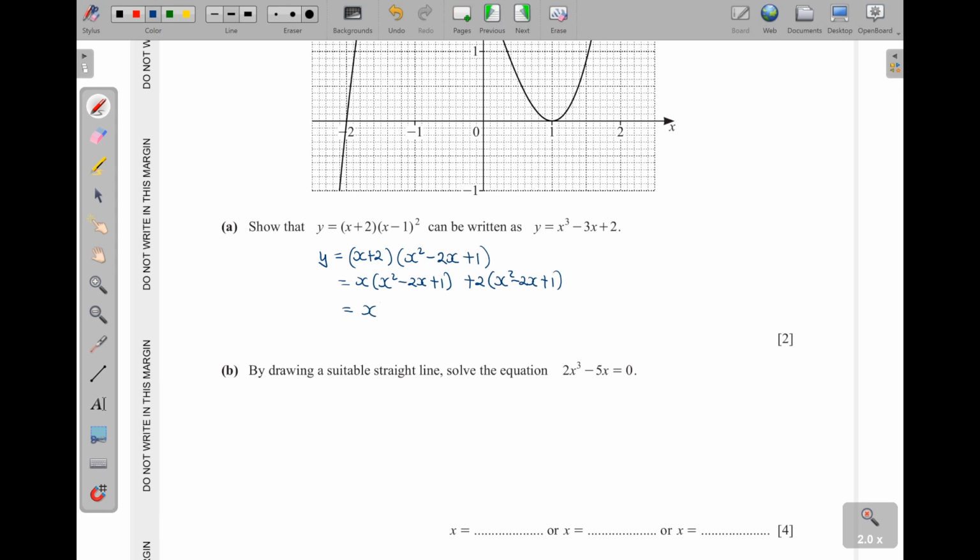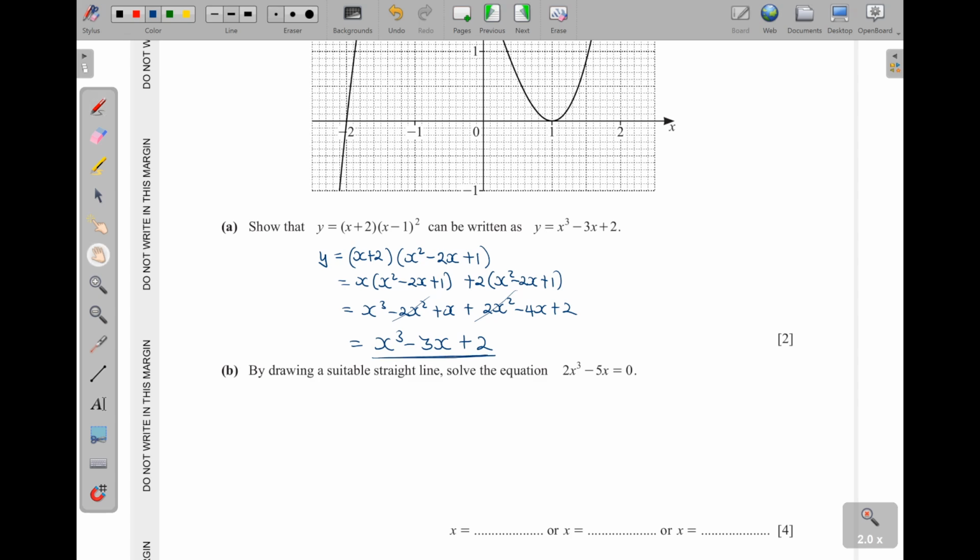So this one will give us x cubed minus 2x squared plus x, then here plus 2x squared minus 4x, then plus 2. So you can see that this one is 2x squared, can go with this one here, and then we shall have x cubed. Now x minus 4x, that is minus 3x. And then I had made a small mistake here, pardon me. So this one here is a 2. 2 times 1, that's a 2, so we shall get a 2 there.